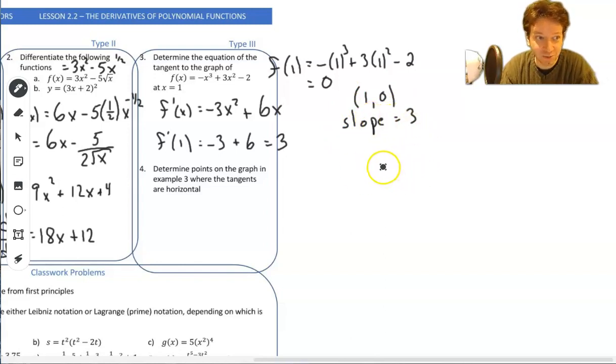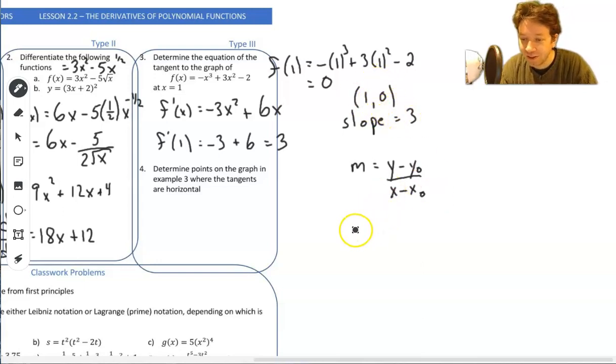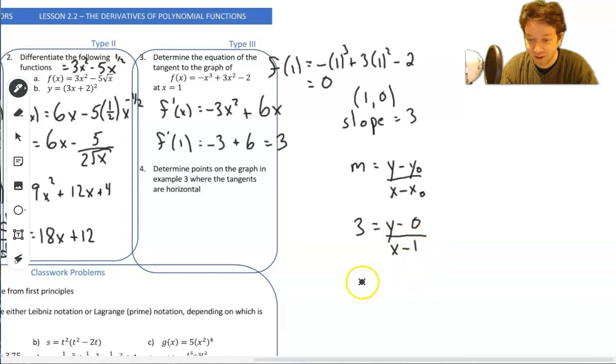So now we can use our slope equation. If you remember, m equals y minus y naught over x minus x naught, where m is the slope, and y naught and x naught is our known coordinate for something on the line. So this is going to be 3 equals y minus 0 all over x minus 1. Rearranging, you just get y equals 3 times x minus 1, or y equals 3x minus 3. So there's the equation of your tangent.